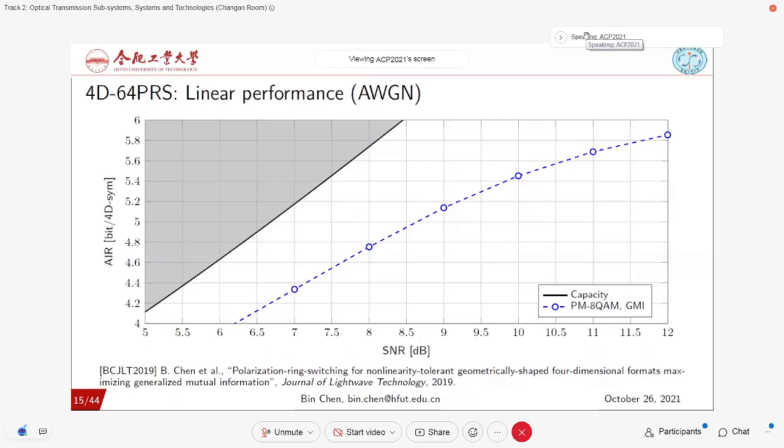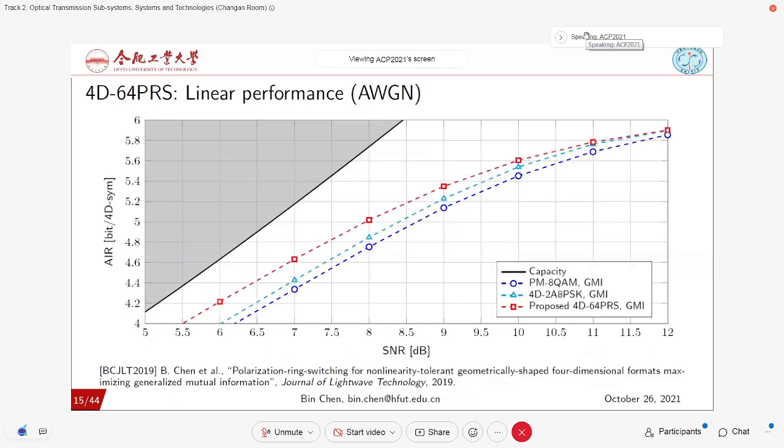Okay, let's look at the performance. Because the constellation is optimized for GMI, it should have good performance in the linear channel. That's right. And we compare two baselines. One is the PM QAM. Another is another good constellation designed by Mitsubishi. They call it 4D-2A-8PSK. And because the 4D-2A-8PSK is designed with constant modulus, it does not maximize GMI.